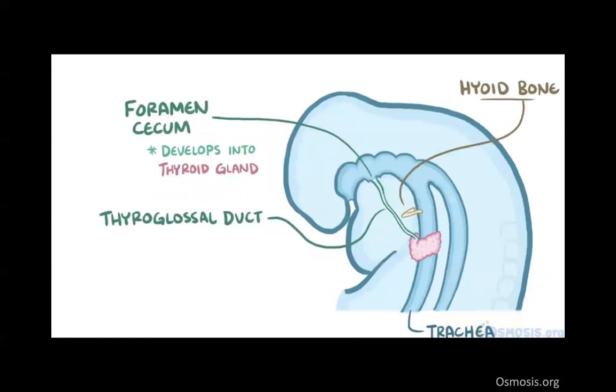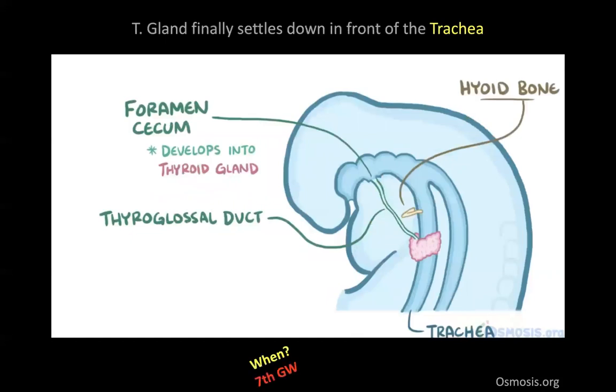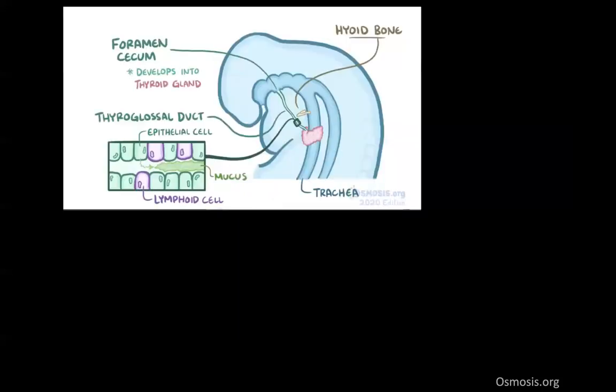And finally, as you know, the location of the thyroid is in front of the trachea. That's important to understand the pathology, and all this process starts between the third and the seventh gestational week.